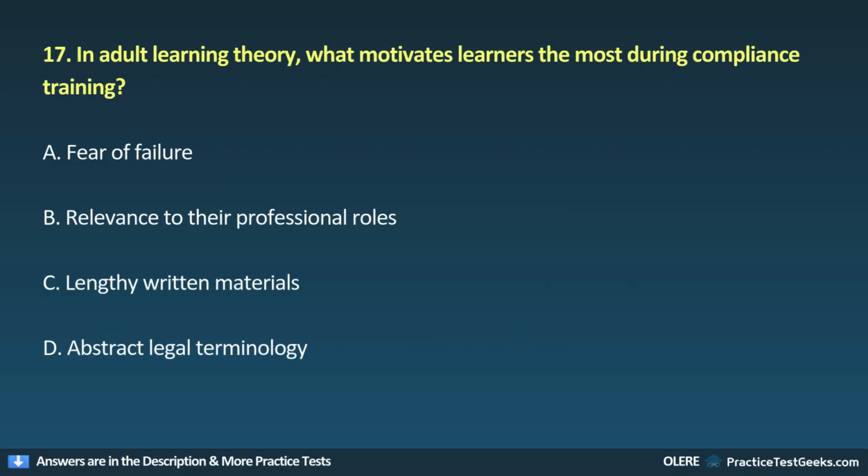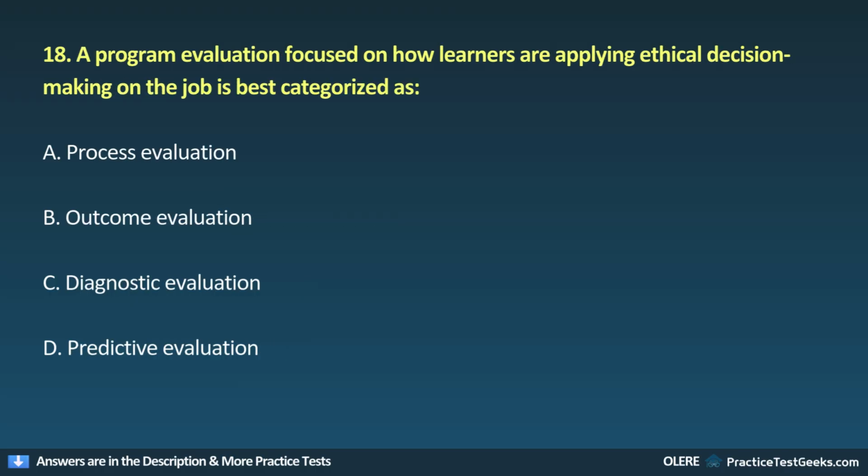17. In adult learning theory, what motivates learners the most during compliance training? A. Fear of failure. B. Relevance to their professional roles. C. Lengthy written materials. D. Abstract legal terminology.